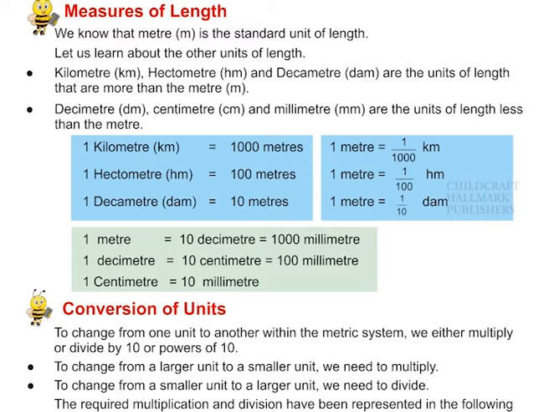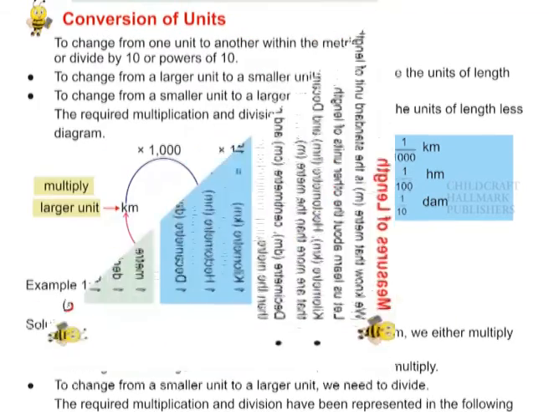1 meter is equal to 1 by 1000 kilometer. 1 meter is equal to 1 by 100 hectometer. 1 meter is equal to 1 by 10 decameter. 1 meter is equal to 10 decimeter is equal to 1000 millimeter. 1 decimeter is equal to 10 centimeter is equal to 100 millimeter. 1 centimeter is equal to 10 millimeter.